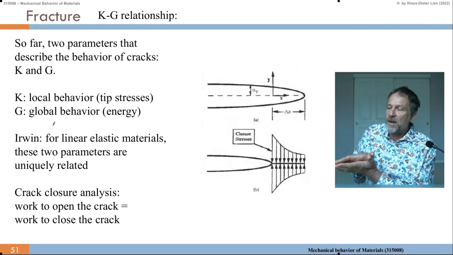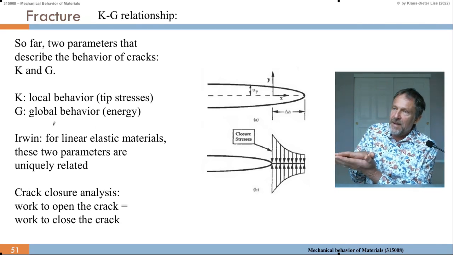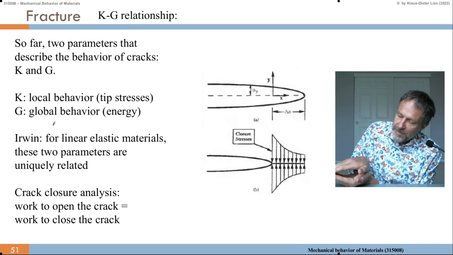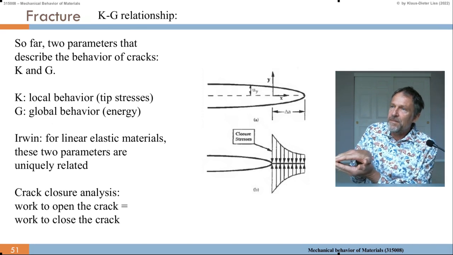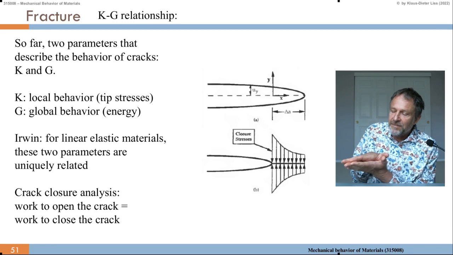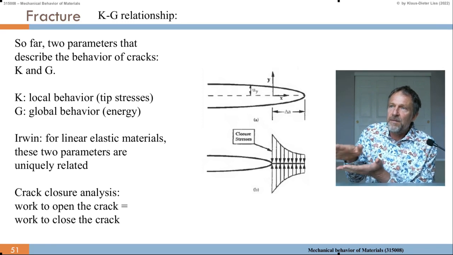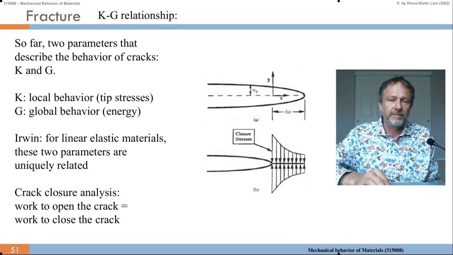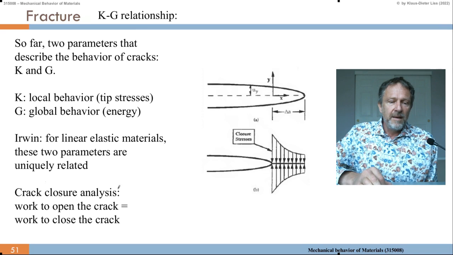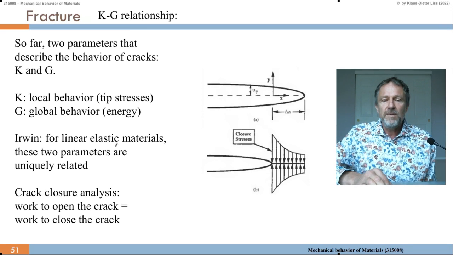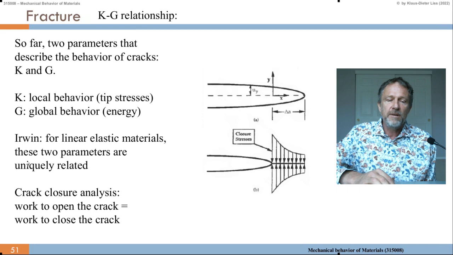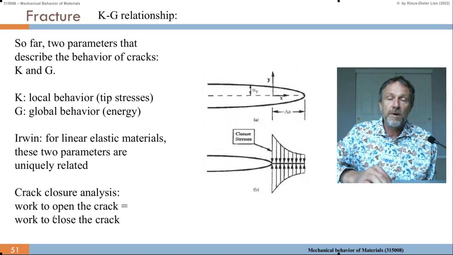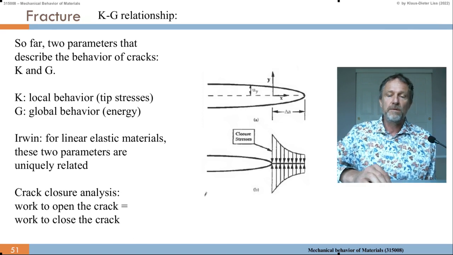You remember when the crack opens in this little ellipse mode, like splitting the mica, then the crack becomes longer and longer, and eventually the momentum becomes less and less, and it stops propagating. Irwin says, for linear elastic materials, these two parameters are uniquely related. And he looks also into crack closure analysis. The work to open the crack is also the work you need to apply to close the crack.